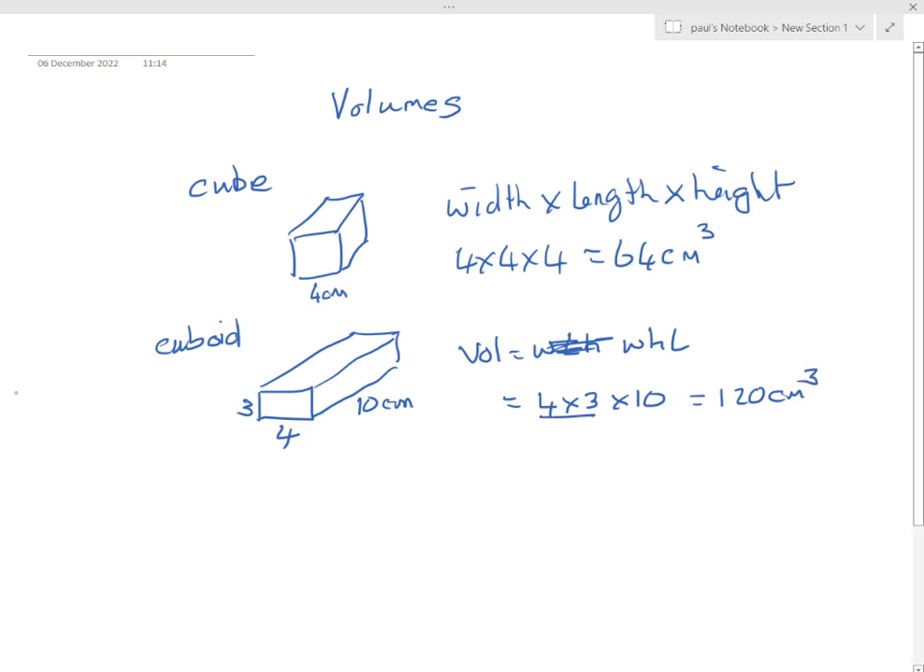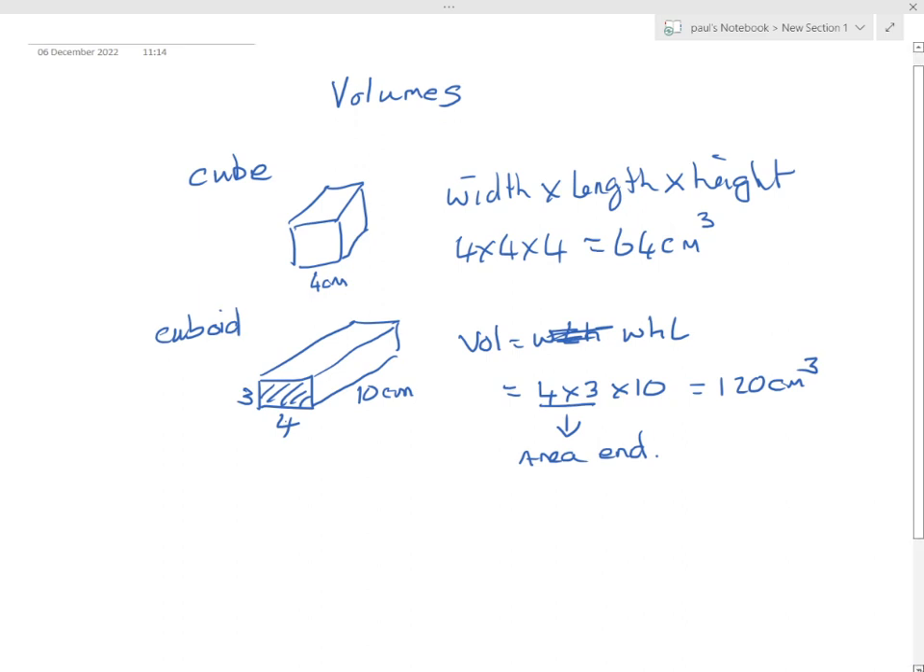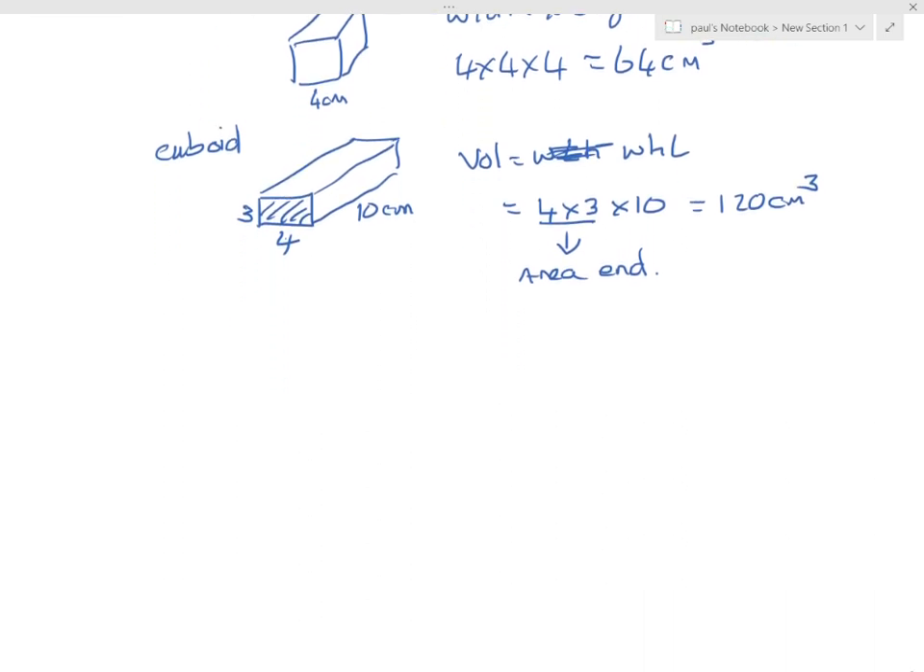Now the first two bits there, the 4 times the 3, will work out that is the area of the end. Yeah, and that's important when we get onto different shapes. That's important. So let's have a look. Now let's do one of these. It's a cuboid, and this is a sort of puzzle that you might be asked. There, 3, 3, nothing's to scale, yeah.